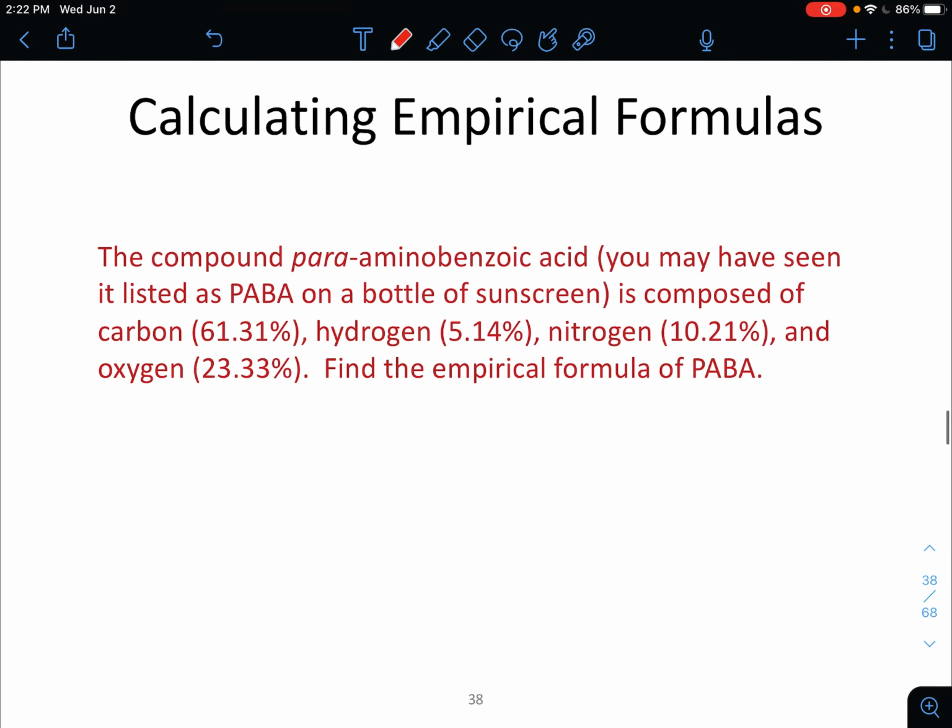So there's a story in this problem about some compound. It doesn't really matter. It tells me the important thing, which is 61.31% carbon, 5.14% hydrogen, 10.21% nitrogen, and 23.33% oxygen. So remember, earlier we were trying to turn the formula into the mass percentages. Now we're doing the exact opposite, and the goal is to find the empirical formula for this substance, which happens to be some stabilizer that typically shows up in sunscreen.